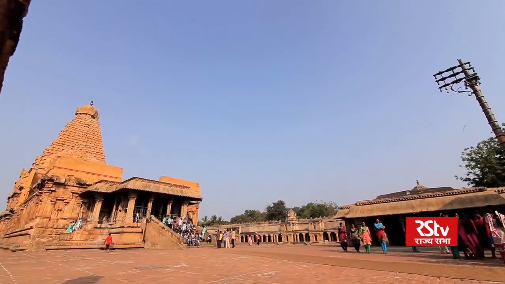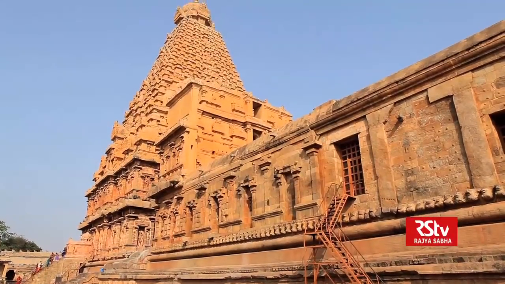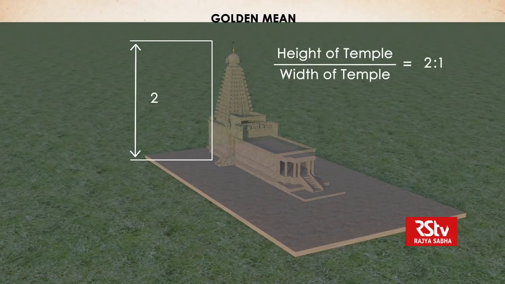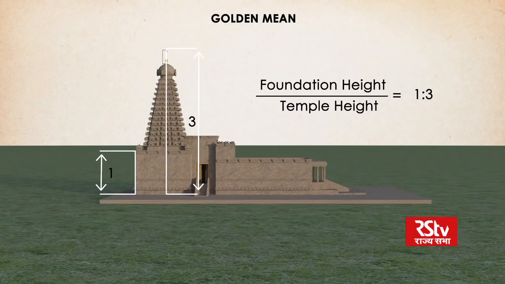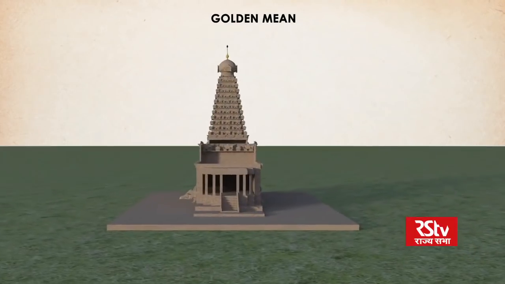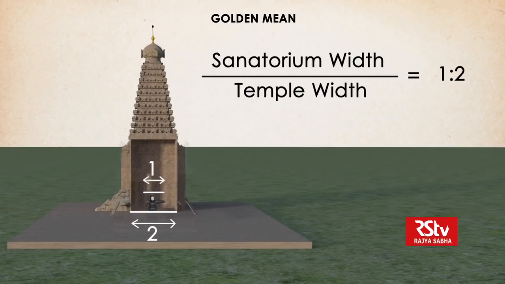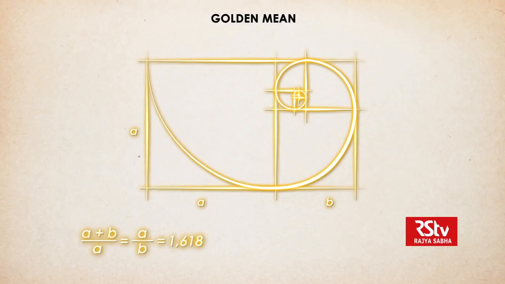Almost all ancient Hindu temples follow a set of design guidelines. Usually, the height of the temple should be double its width, and the height of the foundation above the ground, with the steps, equal to a third of this height. The sanctum sanctorum should be half the width of the temple, and so on. These guidelines translate into various interpretations of the golden mean.